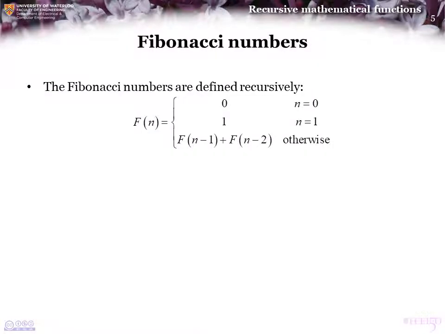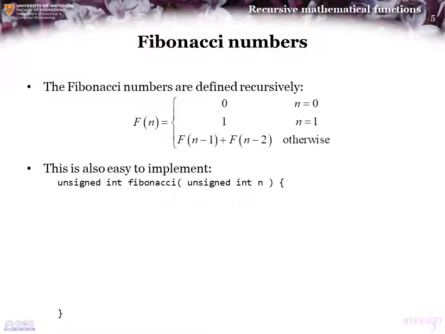Now, another recursively defined number that you've seen in secondary school are the Fibonacci numbers. So the Fibonacci number for 0 is 0, the Fibonacci number for 1 is 1, and then any larger Fibonacci number is the sum of the two previous Fibonacci numbers. All right, this doesn't sound that different from the binomial coefficients, so it should be quite straightforward to implement.